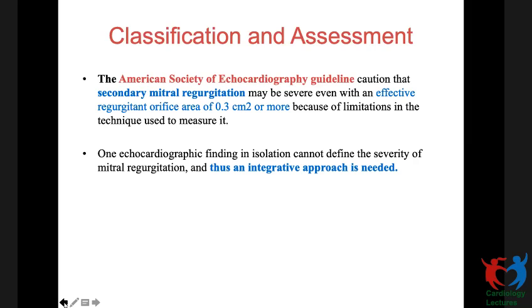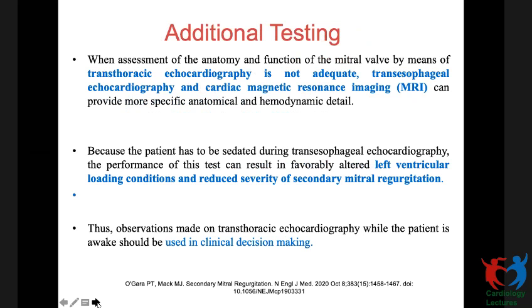Symptoms, history, electrocardiogram, LV function, everything, and finally decide. When assessment of anatomy and function of the mitral valve by means of transthoracic echocardiography is not adequate, transesophageal echocardiography and cardiac MRI can provide more specific anatomical and hemodynamic detail.